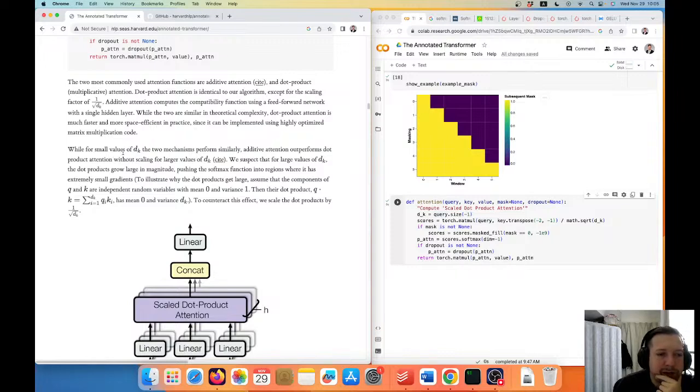While for small values of d sub k the two mechanisms perform similarly, additive attention outperforms dot product attention without scaling for larger values of d sub k. This is, I guess, why they're doing this.